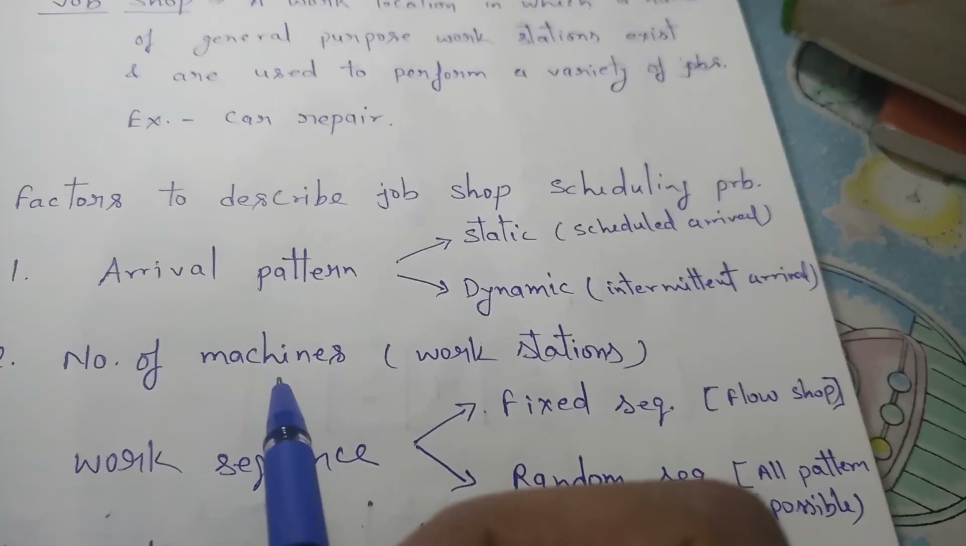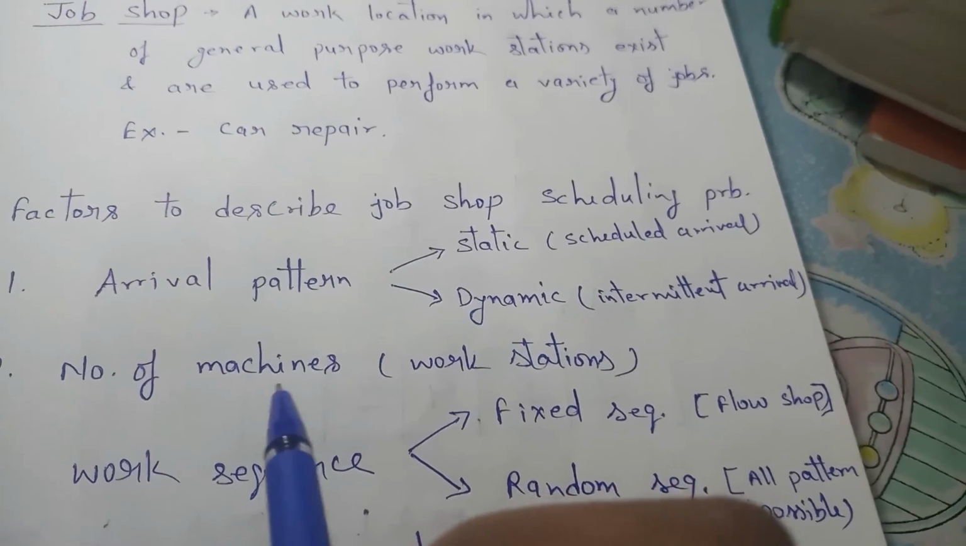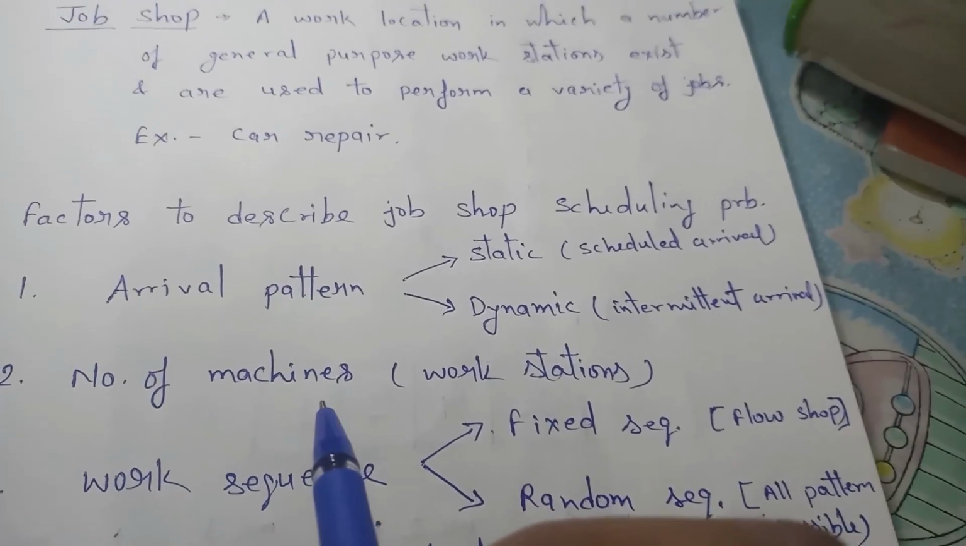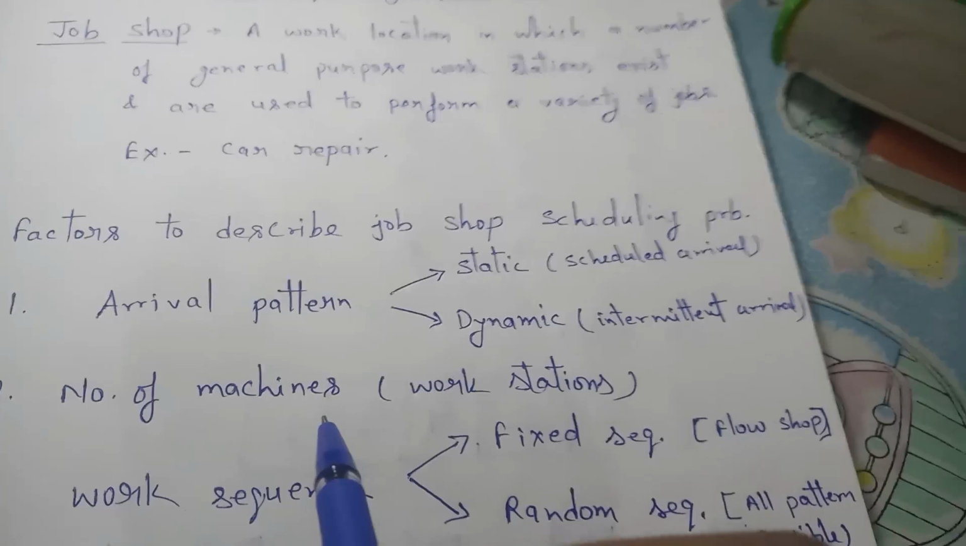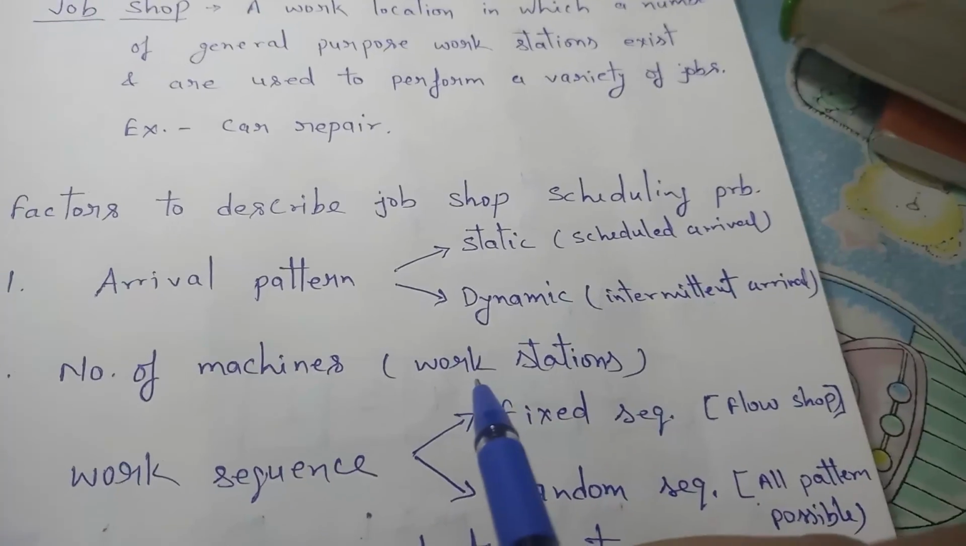Now the second one is the number of machines. As I already told you, the number of machines may be 1, 2, 3, or more than 3. They are also called workstations.